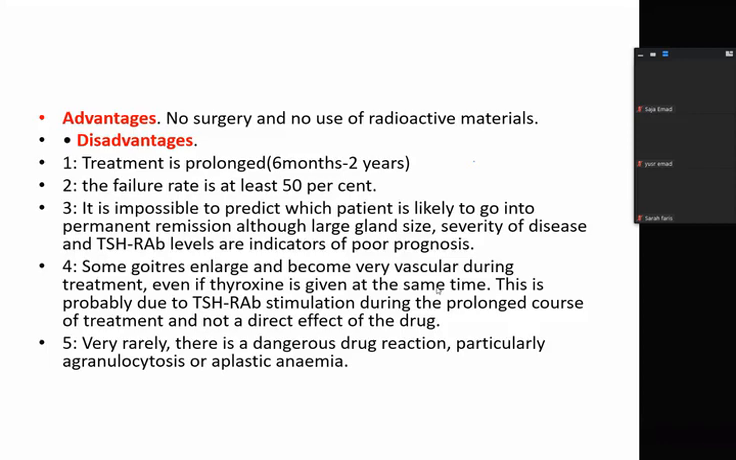It is impossible to predict which patient is likely to go into permanent remission, although large size, severity of the disease, and high antibodies are indicators of poor prognosis. Some goiters enlarge and become very vascular during the treatment, even if thyroxine is given at the same time. This is probably due to anti-thyroid antibody stimulation during the prolonged course of treatment and not a direct effect of the drug. Very rarely there is a dangerous drug reaction, particularly agranulocytosis or aplastic anemia.